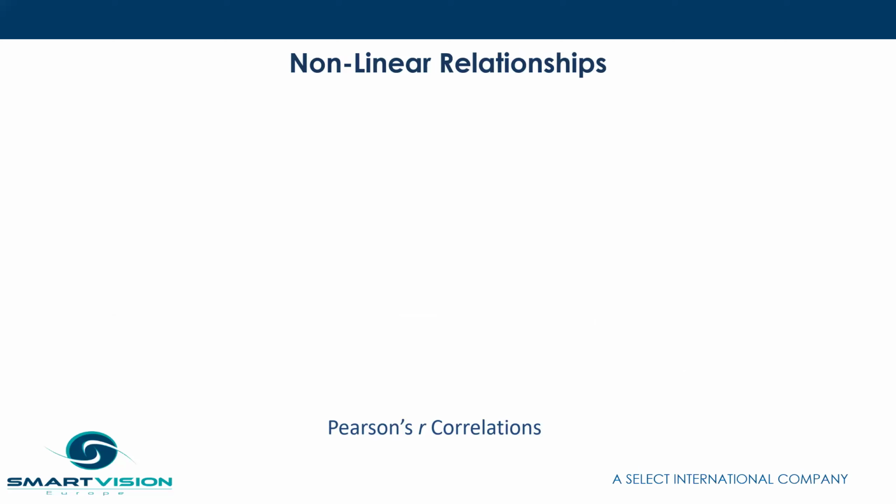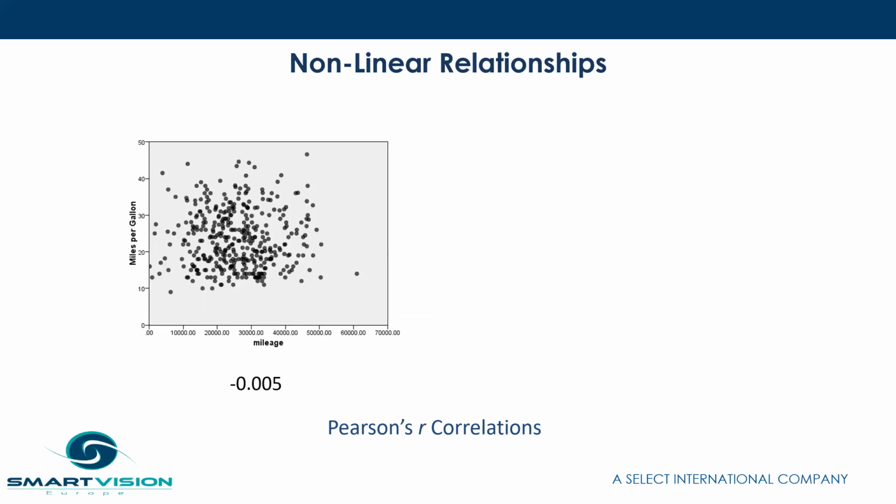Okay, what about non-linear relationships? What about relationships where you get effectively a cloud of points here? Well, you can see here that you're rarely going to get a correlation value which is exactly 0, but it's going to get quite close to 0. So here we have the mileage of the car against miles per gallon. And of course, those two things wouldn't be related. The mileage is related more to the age of the vehicle. It's got nothing to do with the fuel efficiency.